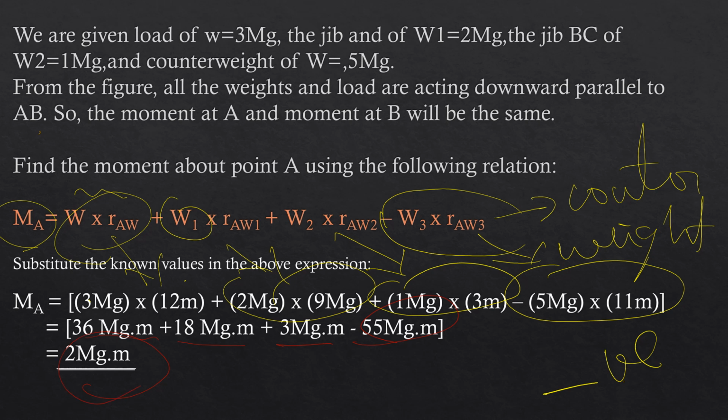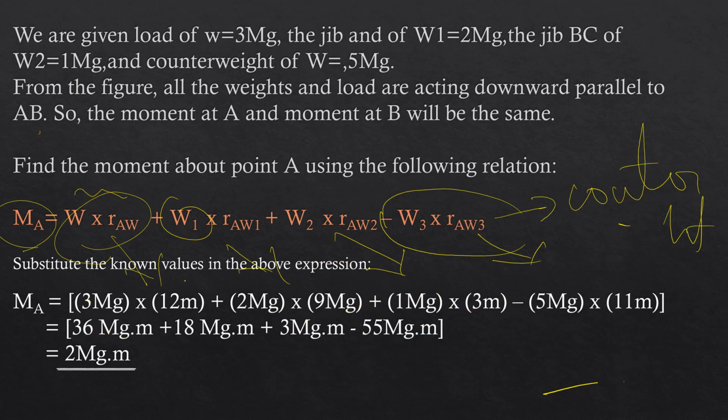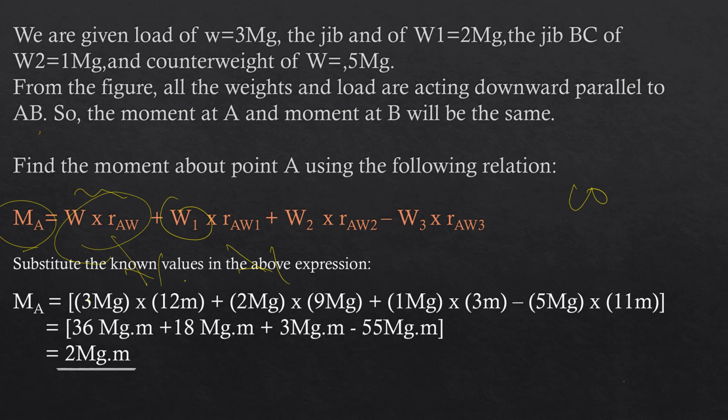If you need the unit in Newton meter, what do we have to do? If they ask you to write the answer in Newton meter, it is basically simple: all you have to do is multiply that with g, that is 9.81. Here I'm not doing it, I'm letting the values be in mg meter.